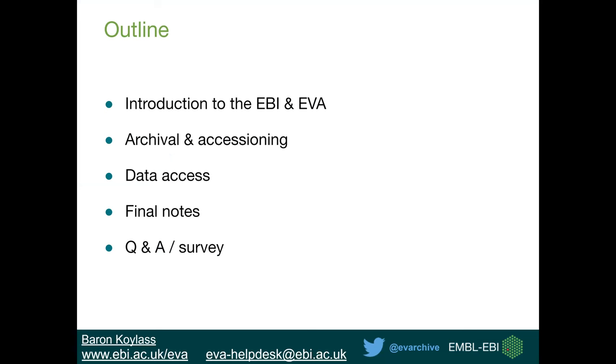So without further ado, I'll move on to the outline of the presentation itself. To give you an idea of the flow, it will start with an introduction to the European Bioinformatics Institute, where we're located, and an overview of the European Variation Archive itself. Then we'll move on to archival and accessioning, which is one of our roles in receiving data and what we do with the data. Then we'll move on to data access, as in how, once we do our processing of the data, we get it back out into the community, and then how it's used, and the annotation and what we do with the quality of the data as well.